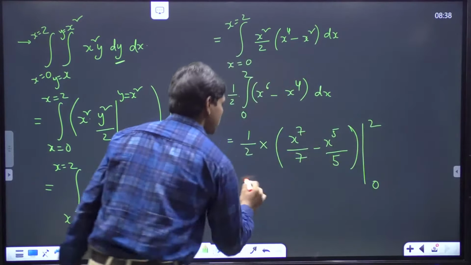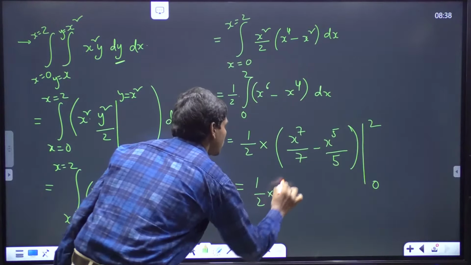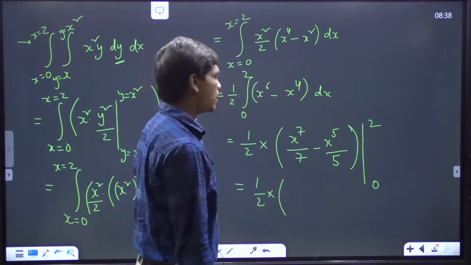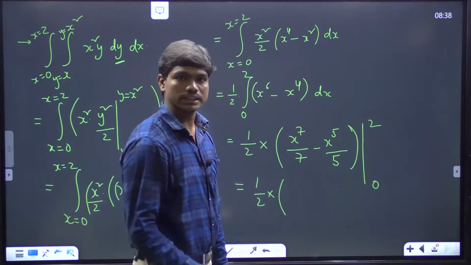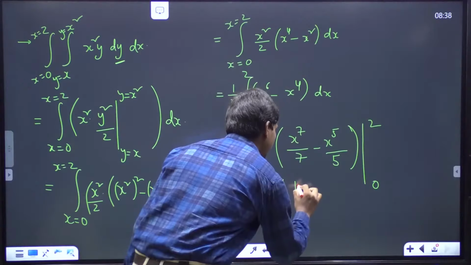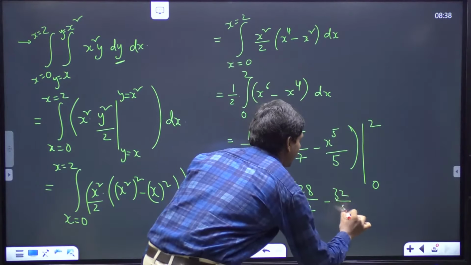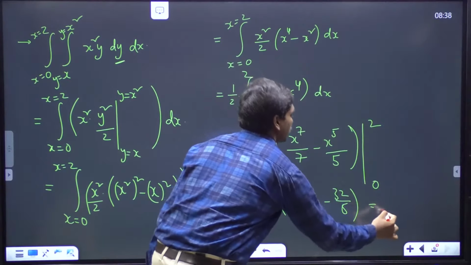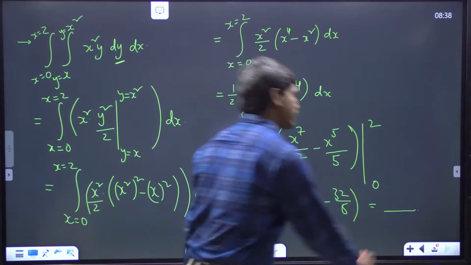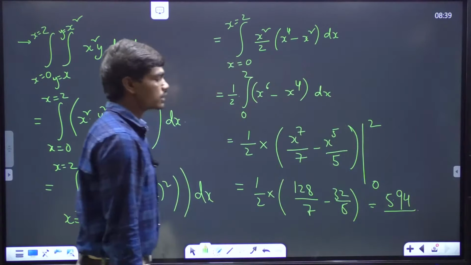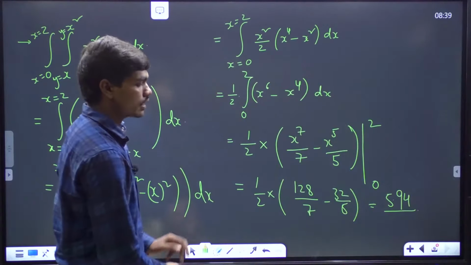So if you substitute 2 here, 1 by 2 into 2 power 7 by 7. What is the value of 2 power 7? Generally, 2 power 5 is 32, then 64, and then 128, divided by 7 minus 32 by 5. Okay, so you can simplify the value, and whatever you get, you can put it here. I think you will be getting something around 5.94. Correct? Yeah, 5.9. Correct.